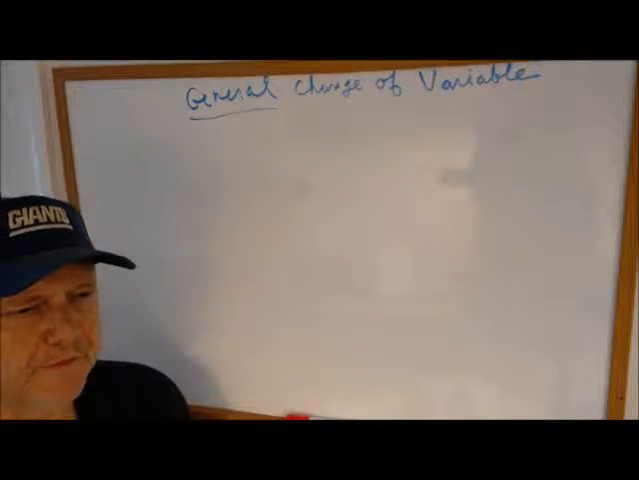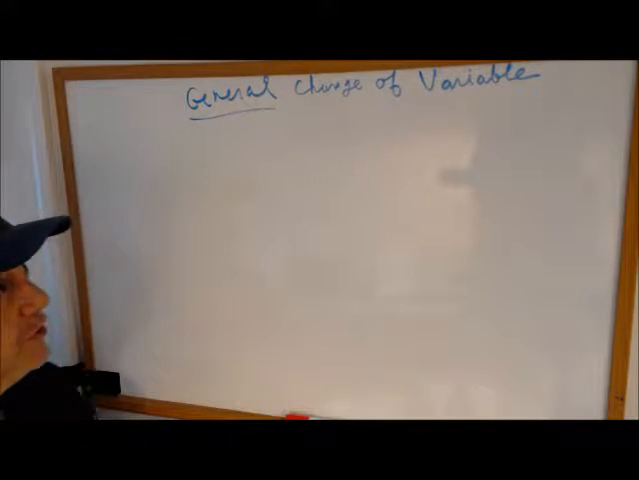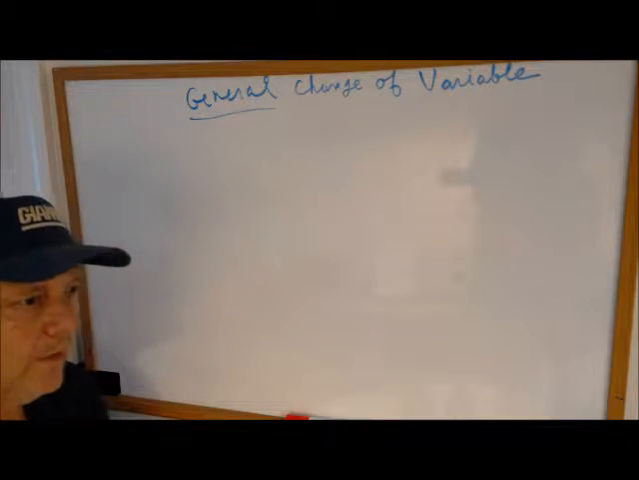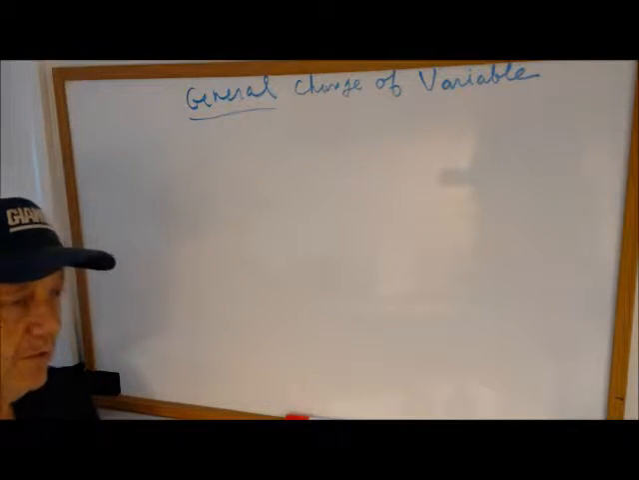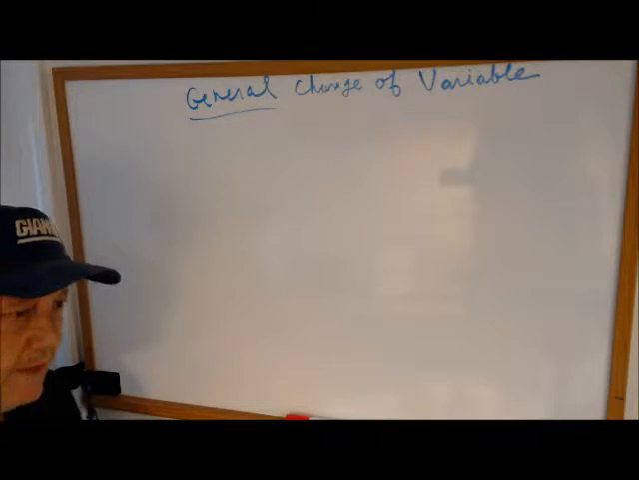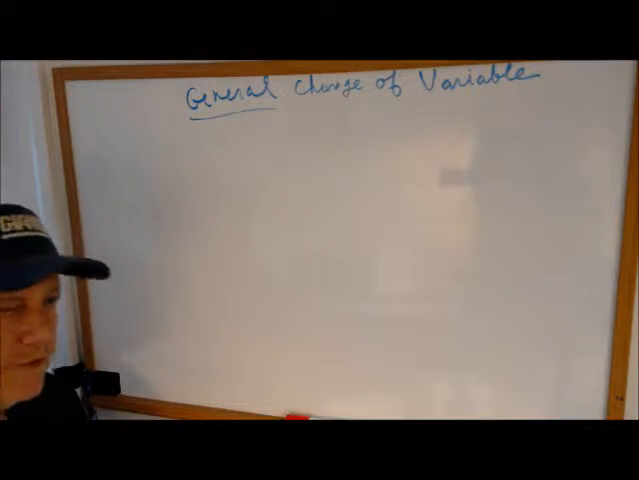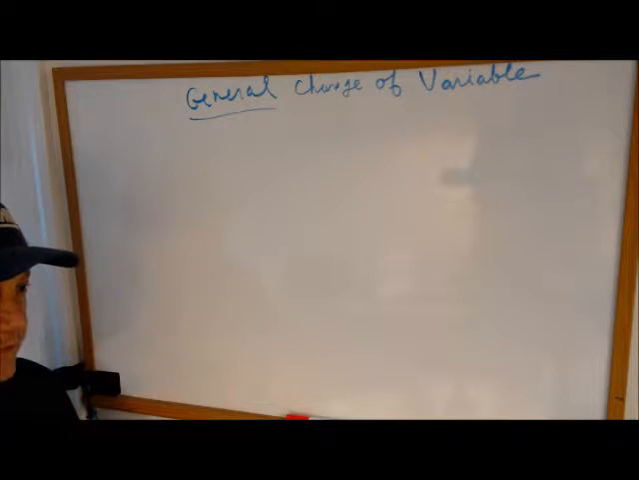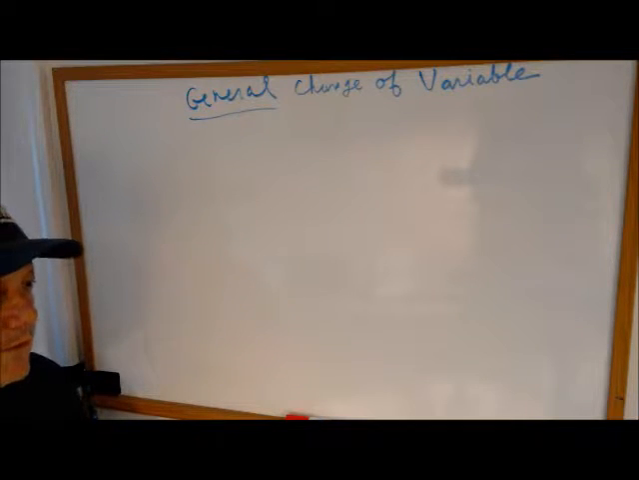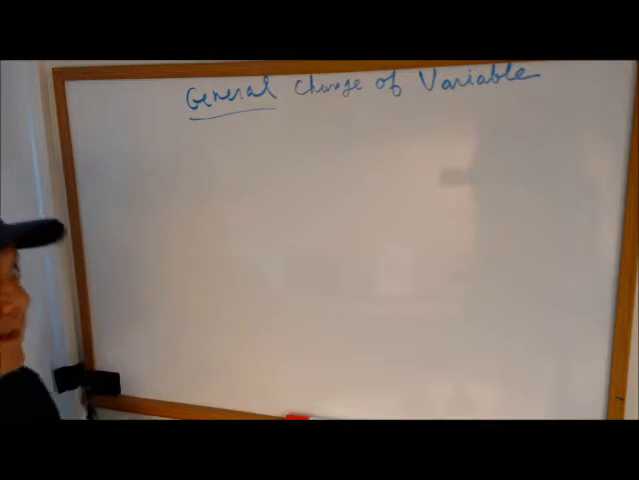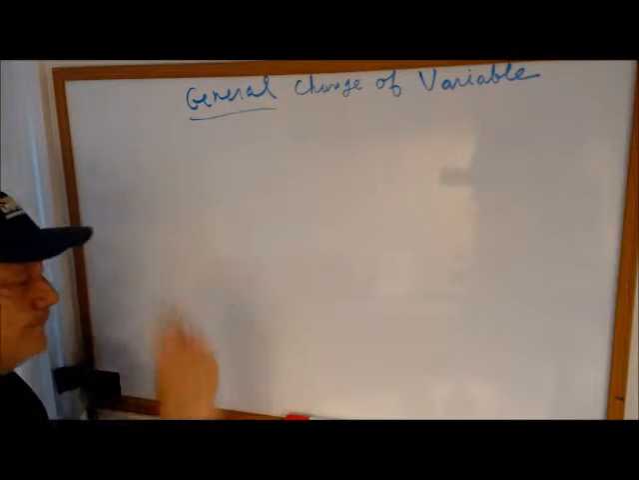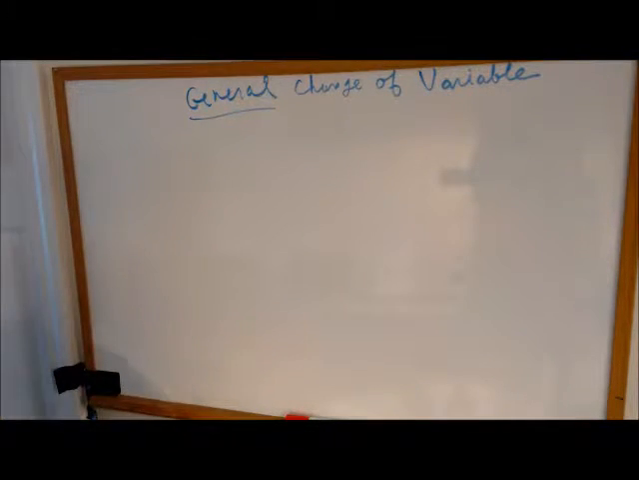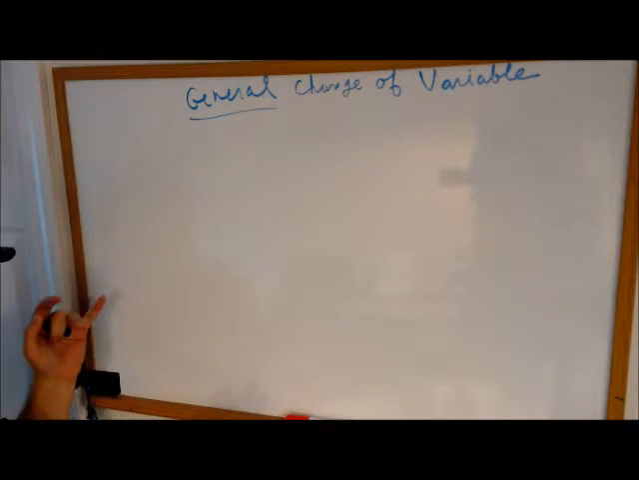Hello. This lecture is the general change of variable. We already did a change in variable when we did polar coordinates, and then we did cylindrical coordinate systems and spherical coordinate systems. So now we're going to talk about the same ideas in general. So let's begin, and this works for the plane or space.